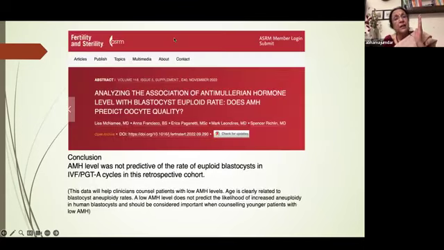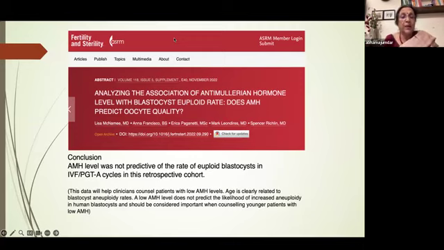Then I found another article, even later than that, in November 2022, in Fertility and Sterility, analyzing the association of anti-Mullerian hormone level with blastocyst euploidy rate. Does AMH predict oocyte quality again? The conclusion was AMH level was not predictive of the rate of euploid blastocyst in IVF PGT-A cycles in this retrospective cohort. So they said whether euploid or not, it was equal with low AMH and normal AMH.